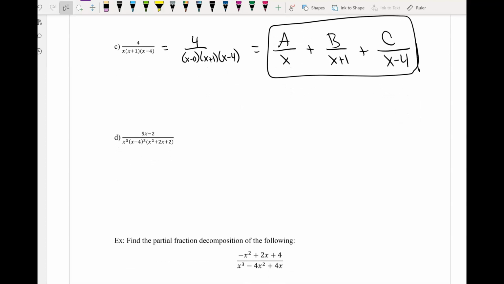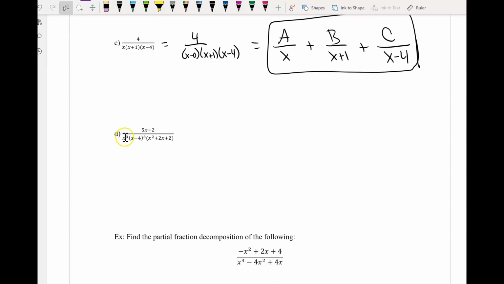And now let's look at the last one. So you got a couple repetitions. Remember, this x is still a factor. It's repeated 3 times. You also have another repetition of (x minus 4) to the third. And then you have this last one, and this doesn't look factorable at all. So the first thing is let's deal with the x cubed. That's repeated 3 times. So you're going to have an x squared, and an x cubed. And this one you're going to do A, B, C. So that's for this one.